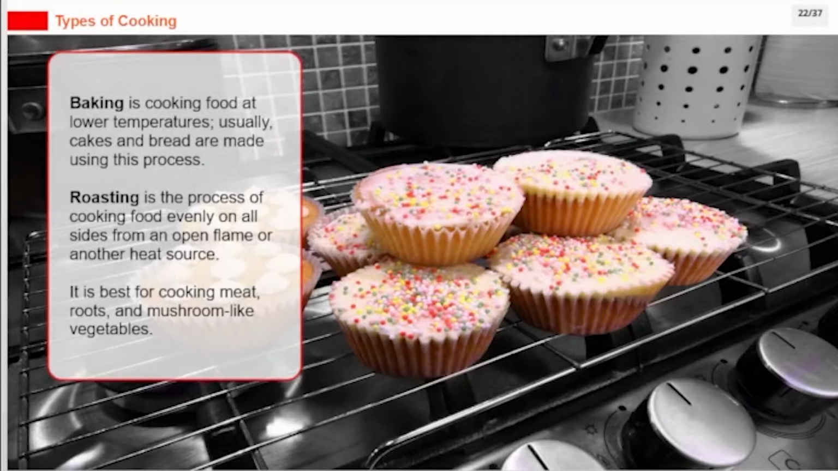Baking is cooking food at lower temperatures. Usually, cakes and bread are made using this process. Roasting is the process of cooking food evenly on all sides from an open flame or another heat source. It is best for cooking meat, roots, and mushroom-like vegetables.